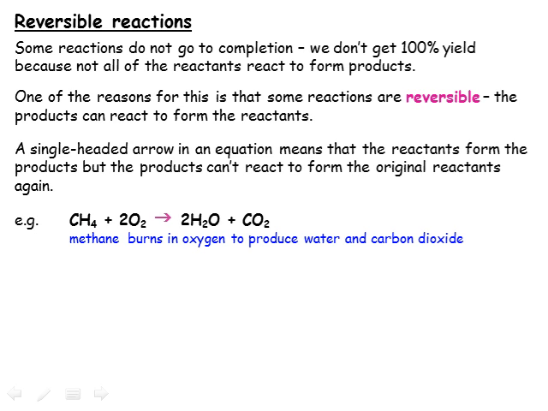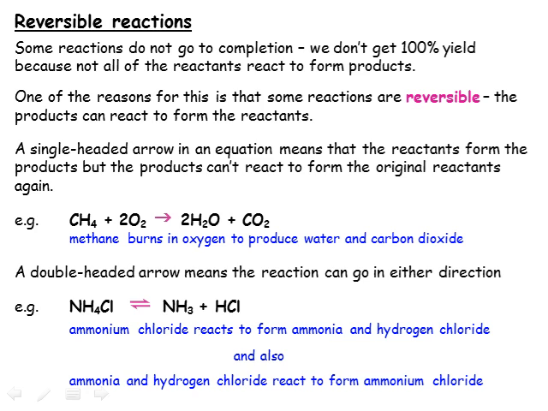The way we show this in a balanced chemical equation is by changing the arrow symbol in the reaction. A reaction which is not reversible, such as burning methane, has the normal forward arrow symbol, showing that water and carbon dioxide can't then react together to make methane and oxygen. When a reaction is reversible, we use a double-headed arrow. In this example, ammonium chloride can decompose to make ammonia and hydrogen chloride, but ammonia and hydrogen chloride can also react together to make ammonium chloride.